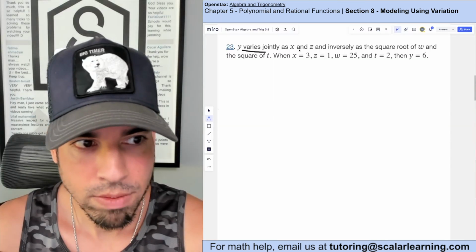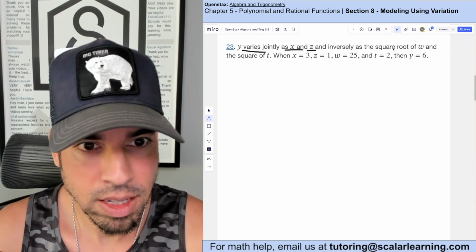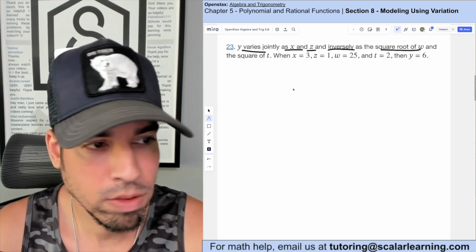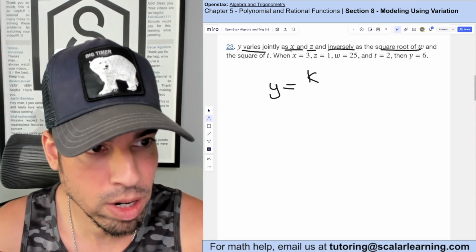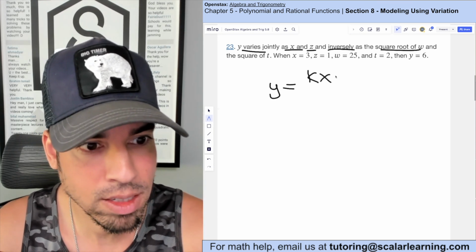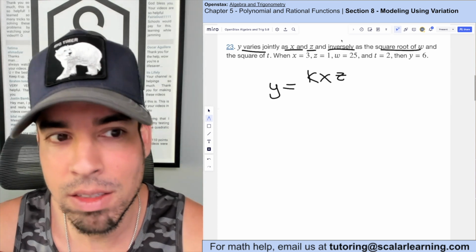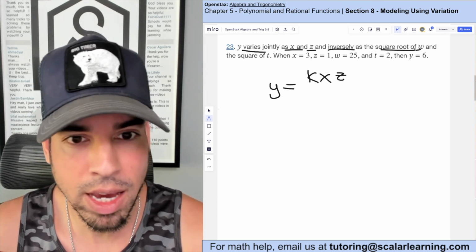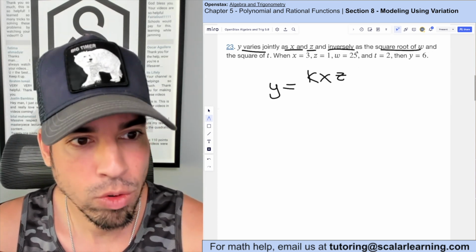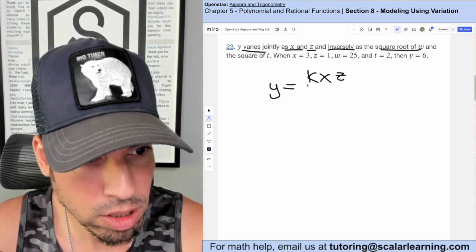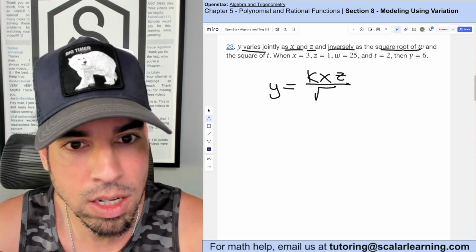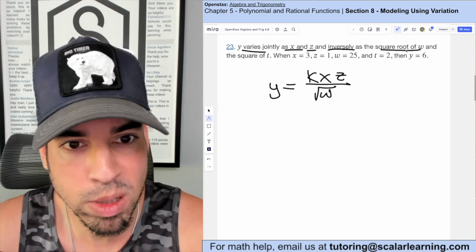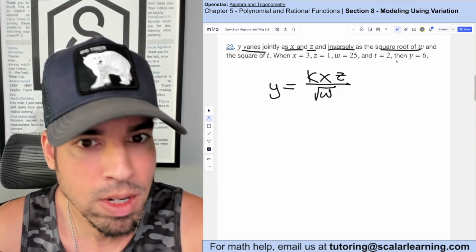For this one, we have y varies jointly as x and z, and then inversely as the square root of w. So the way you want to think about it is for the joint, it's just typical direct variation, k times x and z. And then that inverse, normally it'd be y equals k over the square root of w. So here it's jointly and inversely. So then whatever is the inverse variation, that goes on the denominator. And they said the square root of w. So I'm just putting it as it's being described.